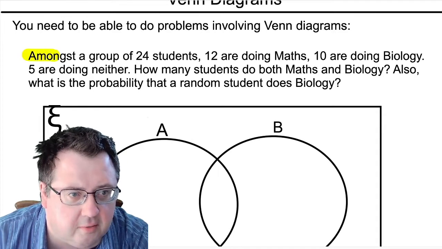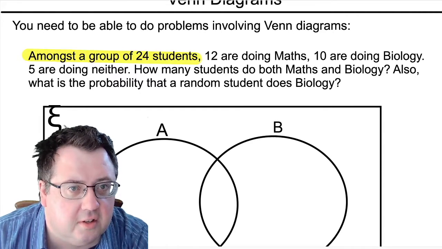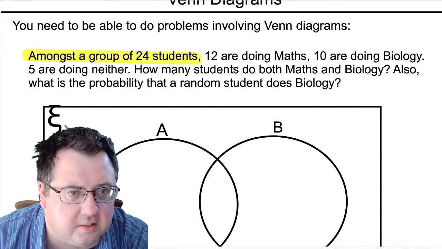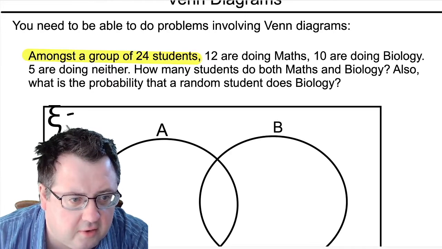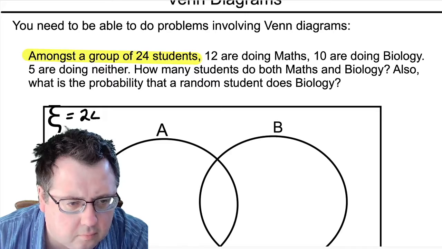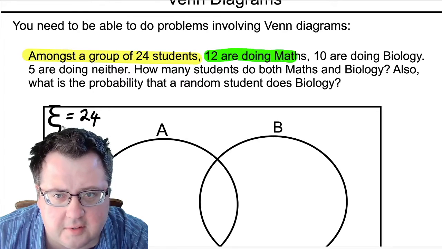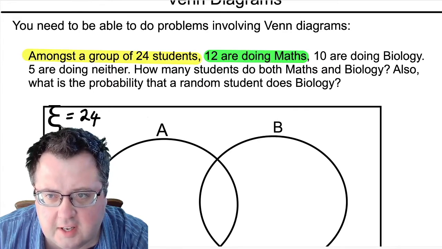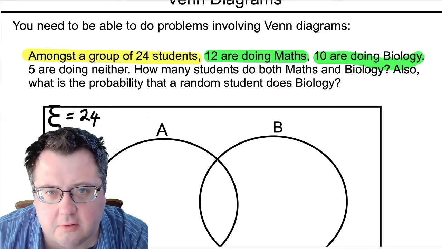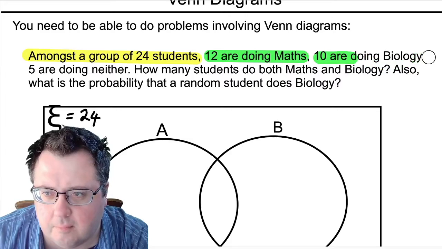And the first piece of information is this: amongst a group of 24 students. So that is telling us that the universal group is 24. Then we have 12 are doing maths and 10 are doing biology. Ooh, that's a bit wonky. Let me erase that.